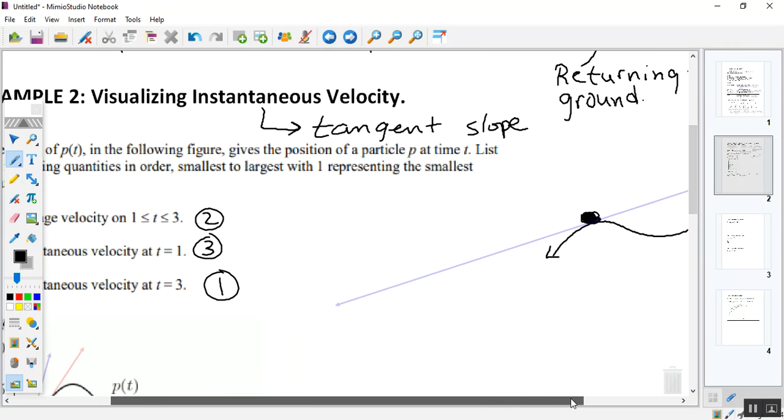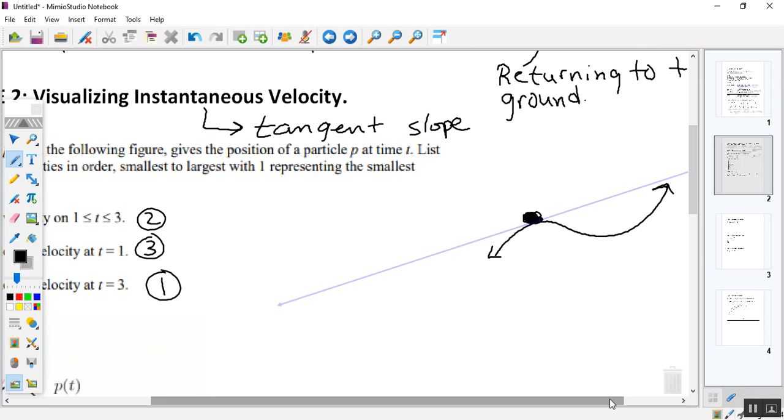Tangent slope, okay? And do we all understand what tangent line means at a point? Happy with that? Okay, let's move on.